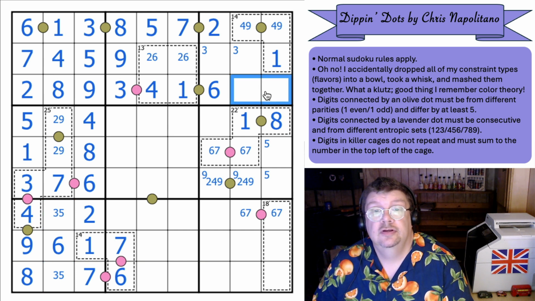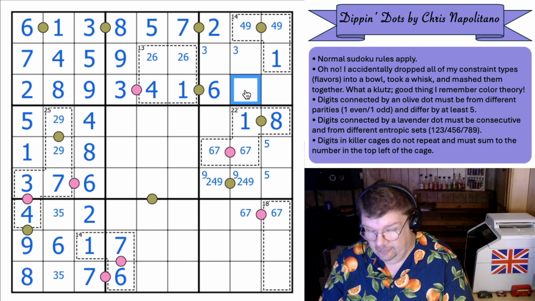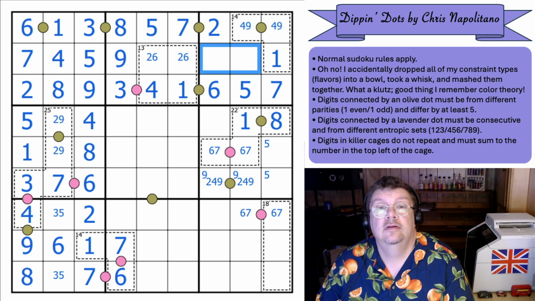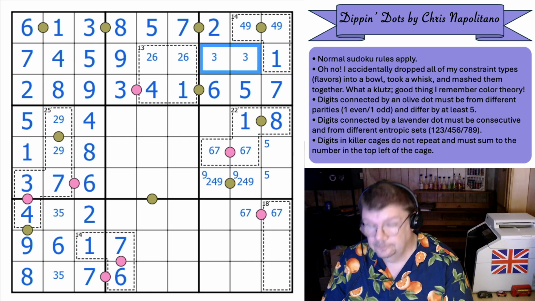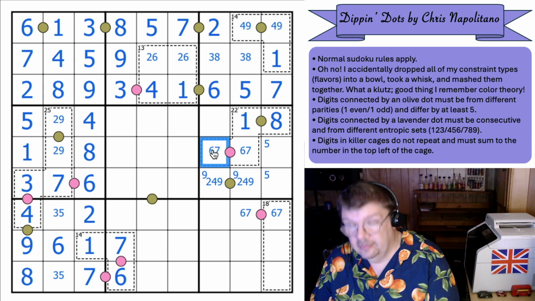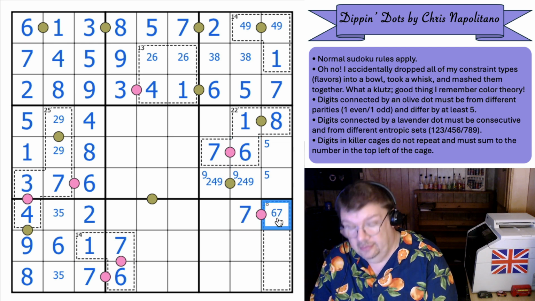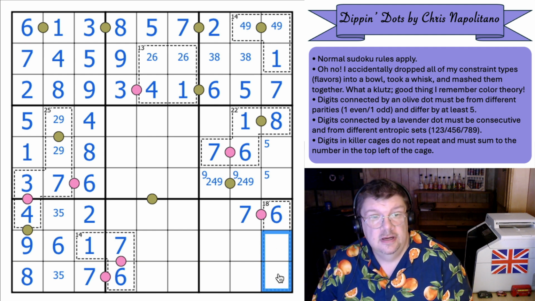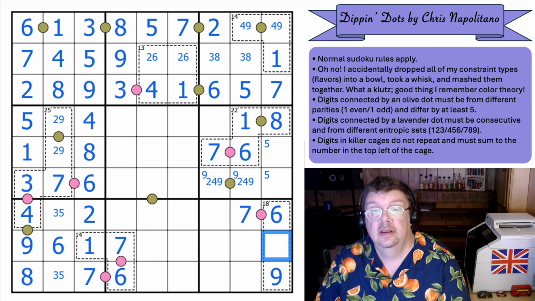All right, these two digits are 5 and 7. This one's not a 5, so that one is. And then we need 3, 8 to complete the box. This 6 is looking down. That's a 7. That's a 6. That's a 7. That is a 6. I need 12 more to complete this cage, and I can't use a 6, 7, or 8. So I need 9 and 3, and I do know the order, 9 and 3.